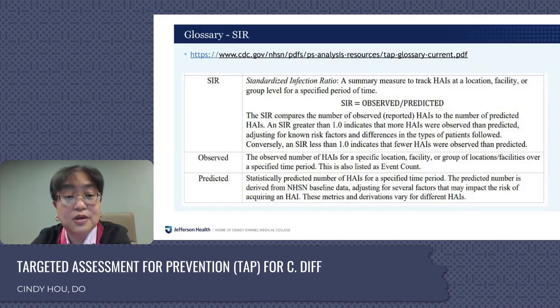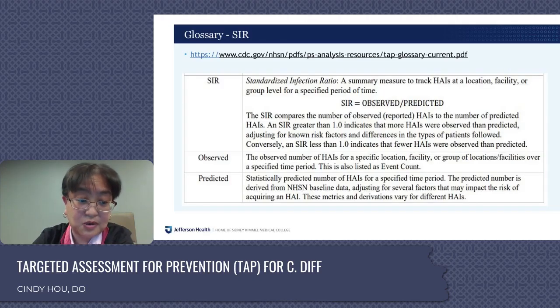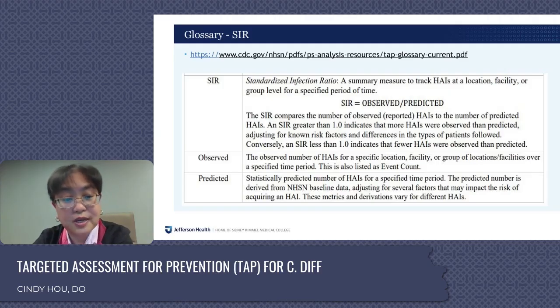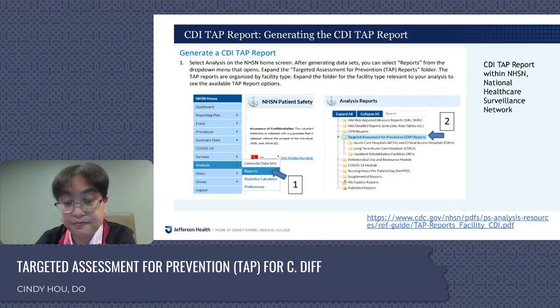SIR is also an important term to know, and this is what is tracked at a location, facility, or group level, and you have your observed infections over your predicted infections. And generally speaking, if an SIR is more than 1, that means you're having too many infections. Of course, we want to have 0, but these days it's very competitive, and not just that, but we want to prevent infections. So it is generally considered good if your SIR is less than 1, but why be good when you can be great? So if you can target an SIR of even lower, that's greater because there's fewer infections.